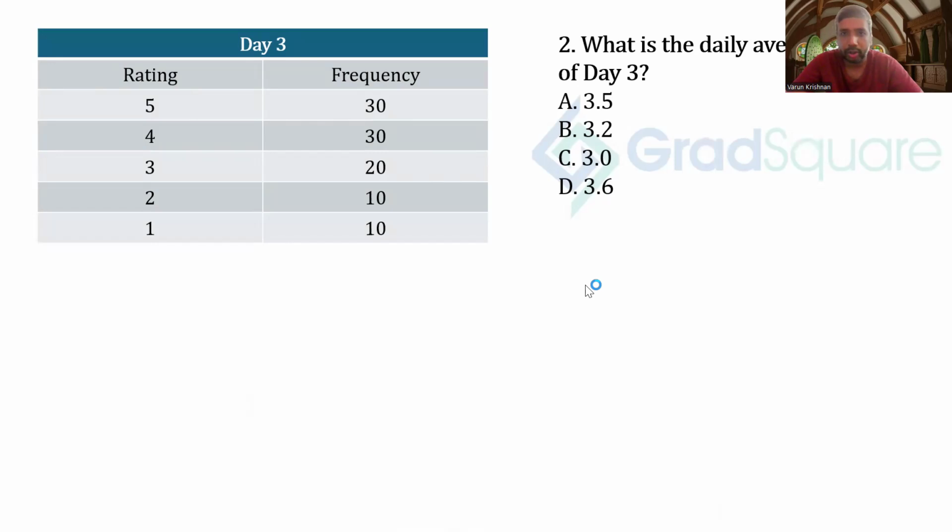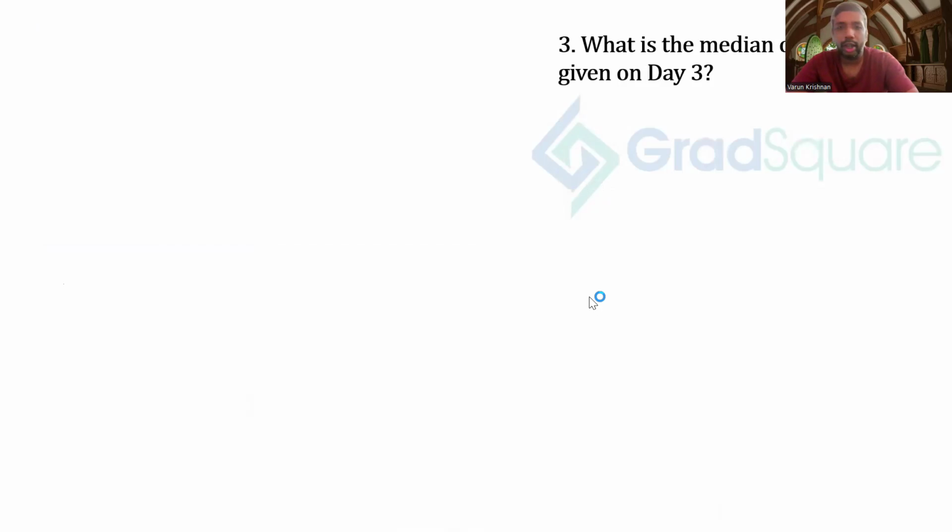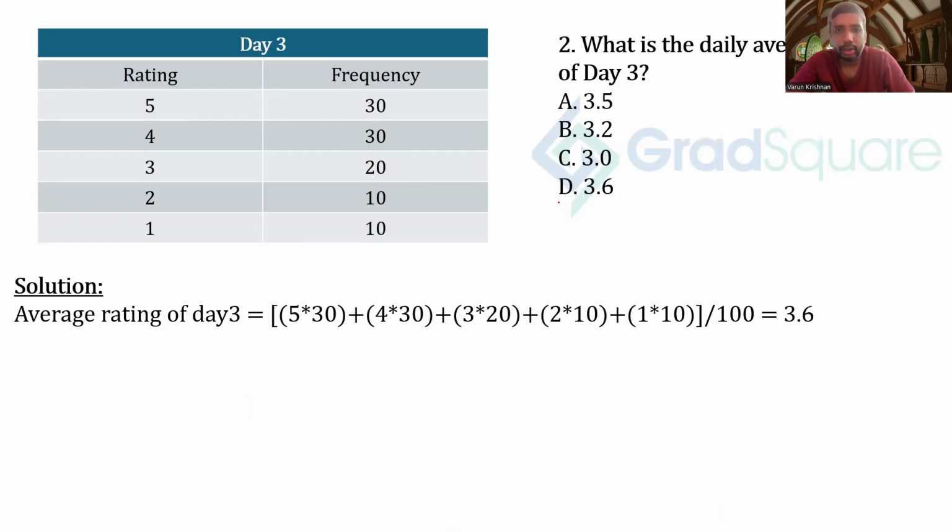So I know total number of customers is 100. And if I add up all the ratings, and 5 people have given 30, so 5 into 30, similarly plus 4 into 30, plus 3 into 20, plus 2 into 10, plus 1 into 10, divided by total number of buyers, which is 100. And that will give me the answer as 3.6. Simple, straightforward. Again, average calculation, nothing more than calculation of averages.